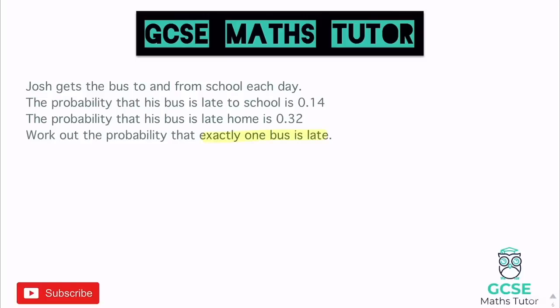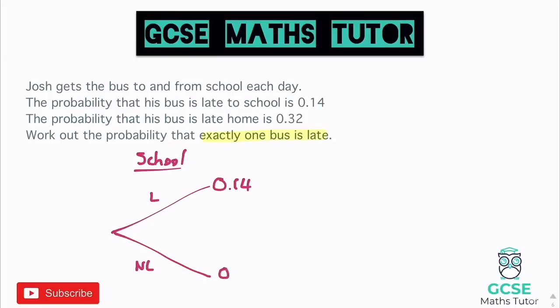But let's just have a look at constructing our tree here. So we have one option here, and let's think about this as his journey to school. So let's label that as to school. And it says it's either late or not late, and I'm just going to put not late for that. So the probability that's late is 0.14. So if we take that away from 1, or think about it as a percentage of 100, so that's 14%, and 100% take away the 14% would leave us with 86%, or 0.86.